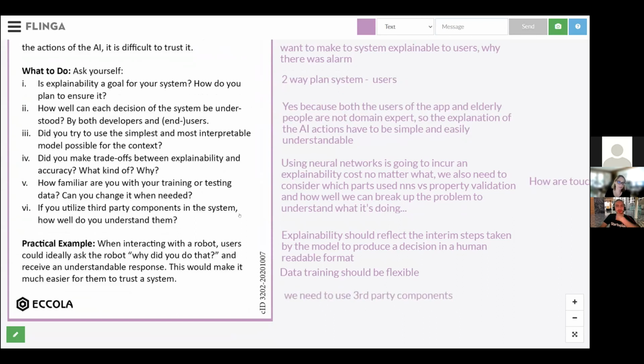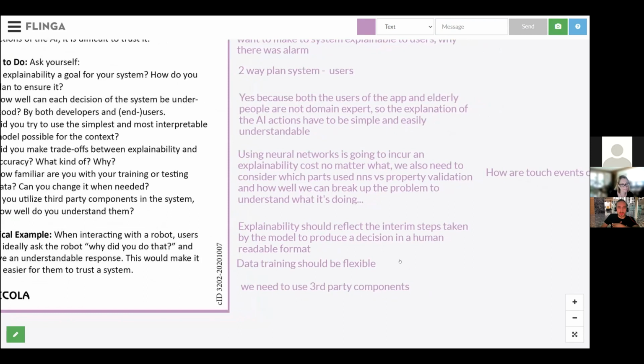For the sixth one, I put that we need to use a third-party component, especially if you're getting some kind of sensor data. For example, if we would be using the mobile phone of the elderly. Do you want to comment on any of these that you have been writing here about the data training or explainability?